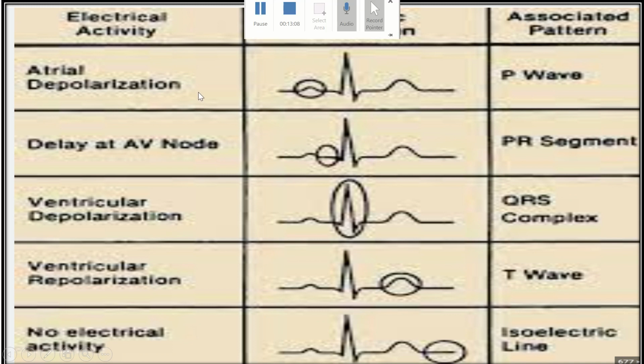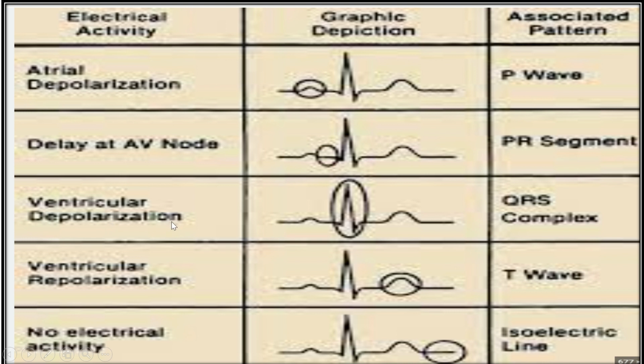So here there is a small chart which will be easy to understand. First the atrial depolarization, that means the atrium will start contracting and it causes the P wave to occur, and there is a delay at the AV node. So this line is because of the delay at the AV node. From the SA node to the AV node, the signals are transferred a little slowly, so that causes a delay.